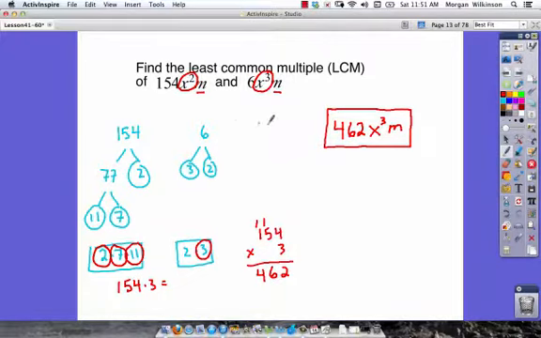With these problems, it's usually easier to find the least common multiple of our variables than it is of our numbers. So don't be intimidated by that when you look at these problems. All we have to do, find the least common multiple of our numbers, then the variables, put it together, and box your answer.